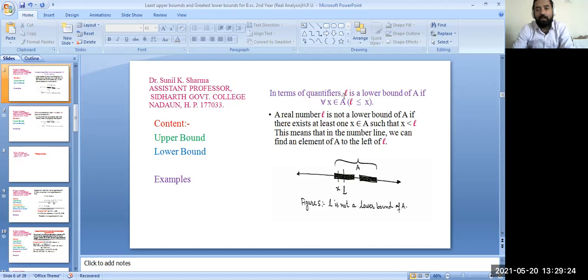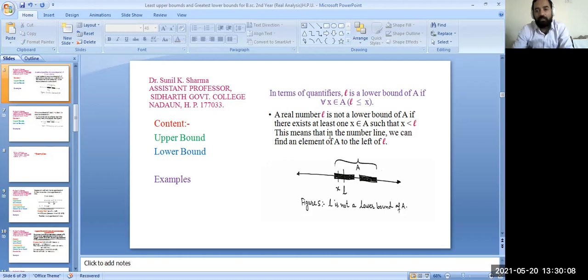Now in terms of quantifiers, L is a lower bound of A if for all x belongs to A, L is less than or equal to x. A real number L is not a lower bound of A. When we say L is not a lower bound, it means we have to find one x of the set which is less than L. It means we have to find a number from the set which is less than L. Then we can say L is not a lower bound of the non-empty set. So a real number L is not a lower bound of A if there exists at least one x belongs to A such that x is less than L.